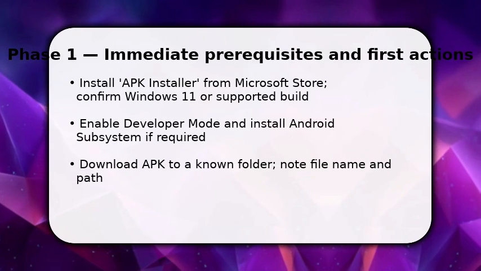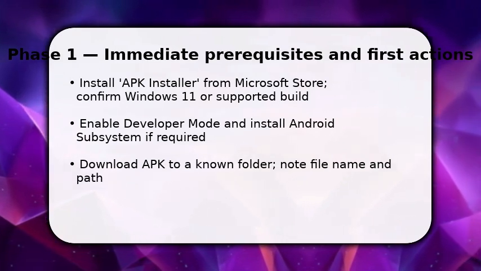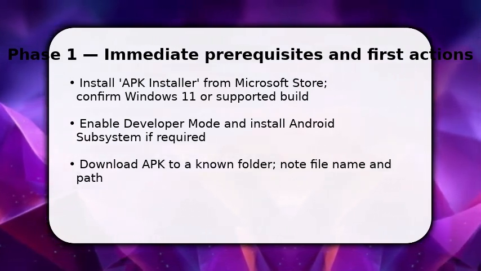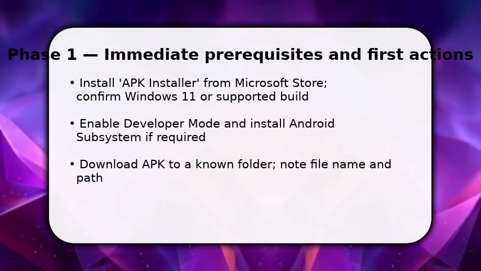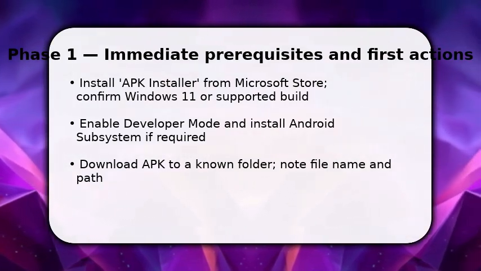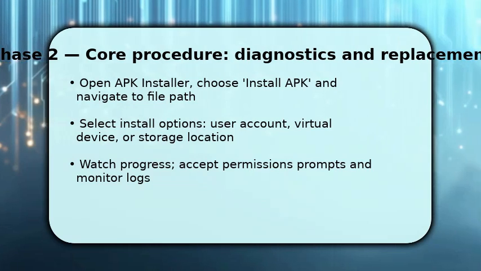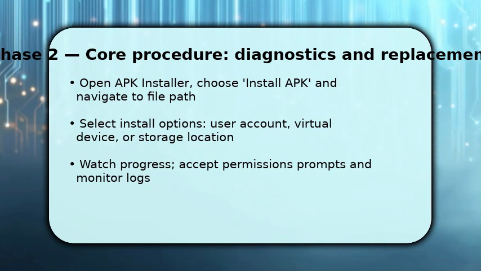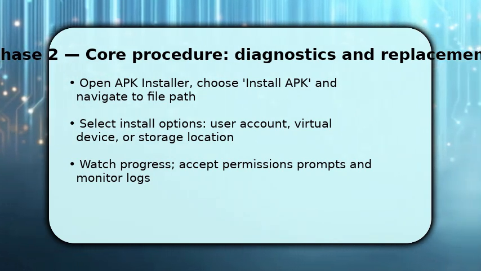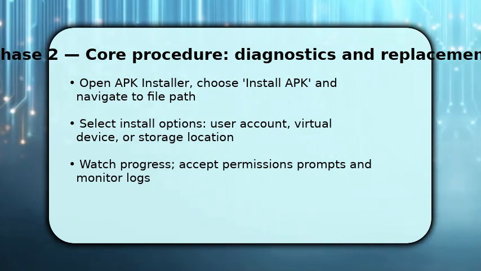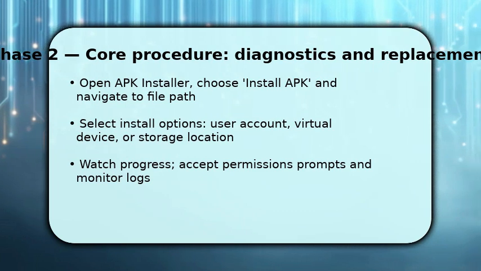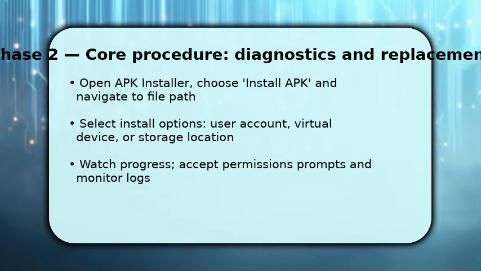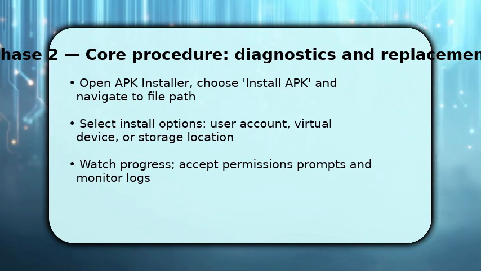You do this because APK Installer needs a direct path to run the package installer, and because consistent file locations prevent permission errors later. You open APK Installer and pick Install APK, then navigate to your saved file. This tells the app what to package. Next, choose Target Context: install to your user profile, a virtual device instance, or specific storage. This matters for app permissions and updates.